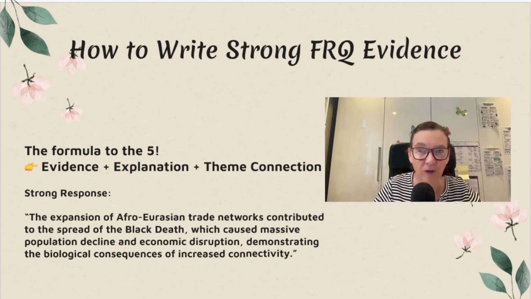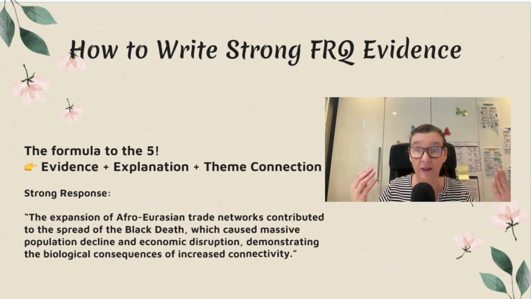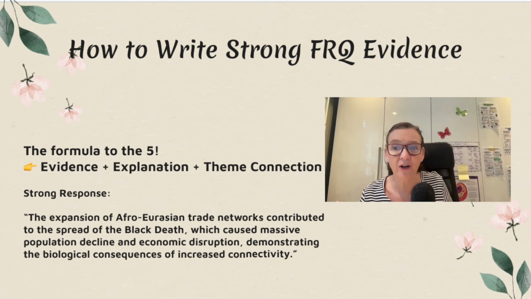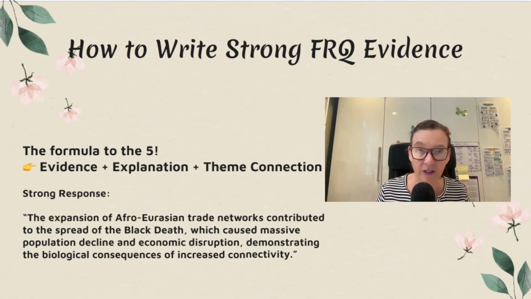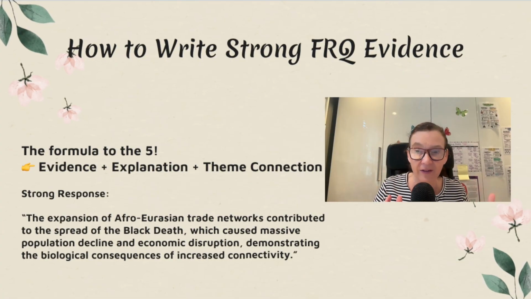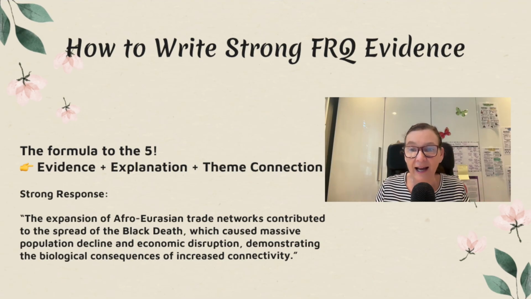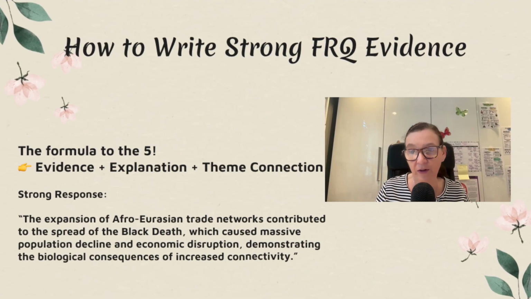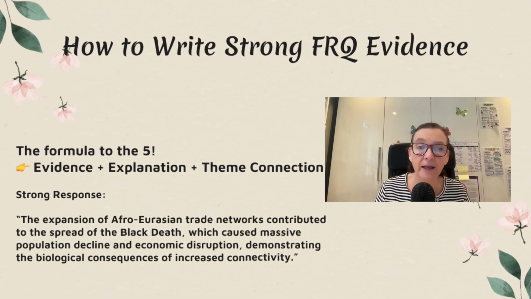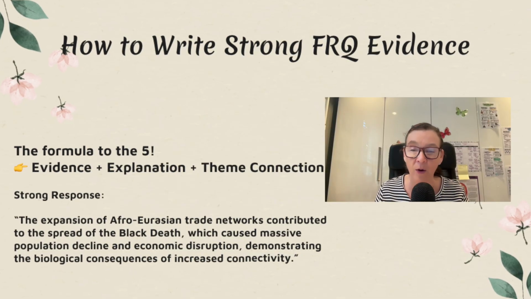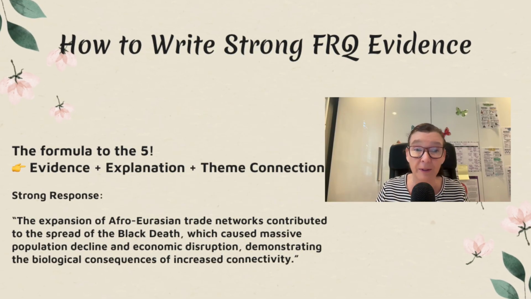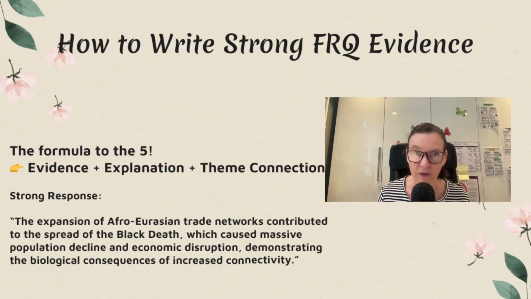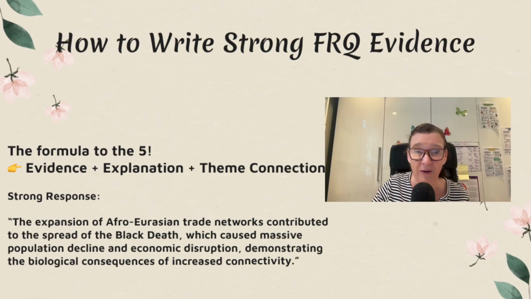So we're going to talk about how to write a strong FRQ with evidence. Now, when we say FRQ, we're talking about the SAQ, the LEQ, the DBQ, right? So we think about evidence, explanation, and how it connects to the theme. So here's an example prompt. Explain one effect of trade networks. Weak response would be the Black Death spread through the routes. That would pretty much earn you just about nothing.